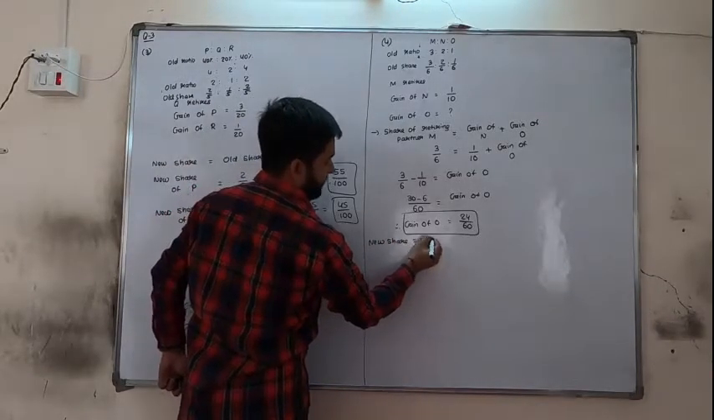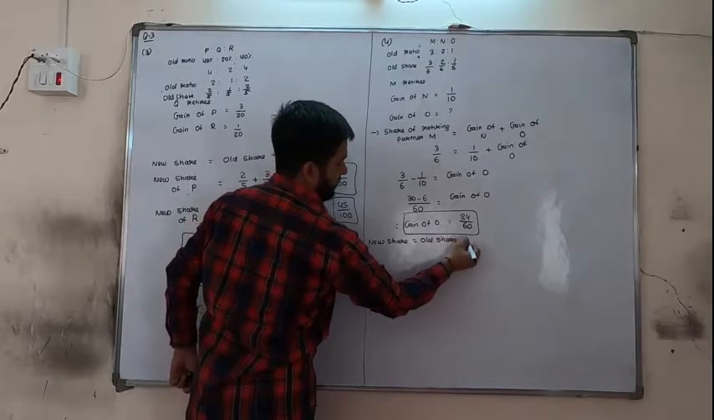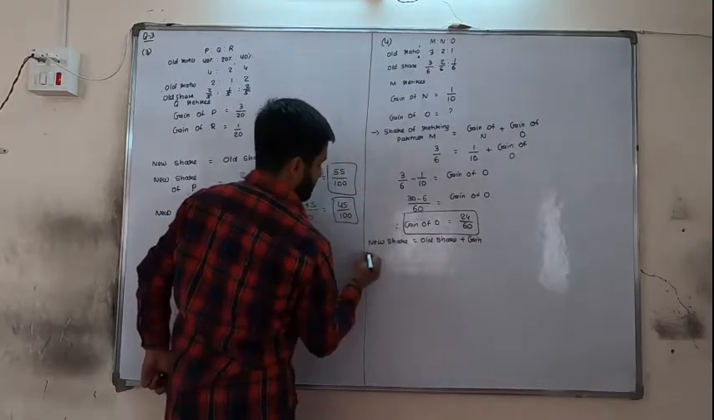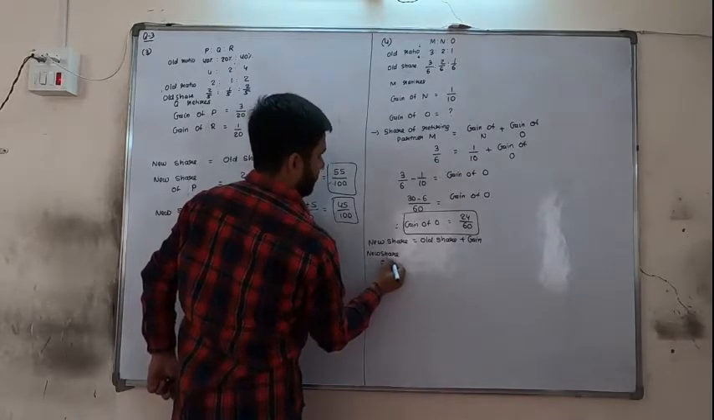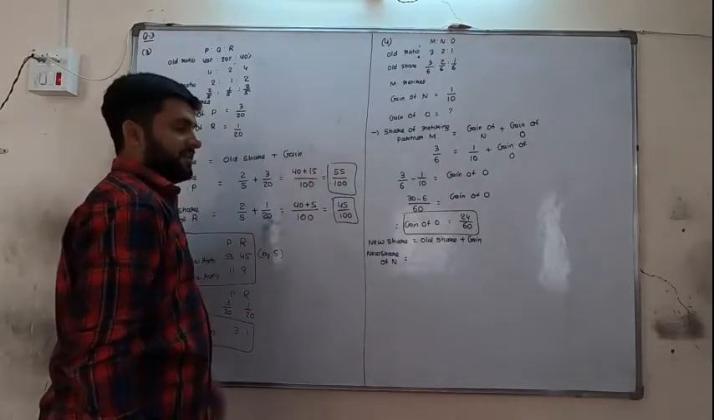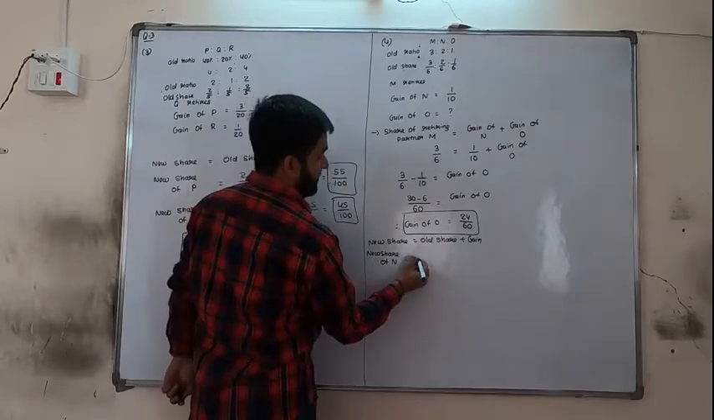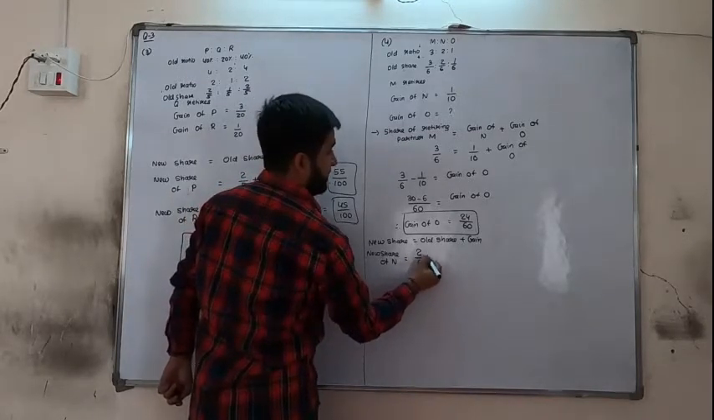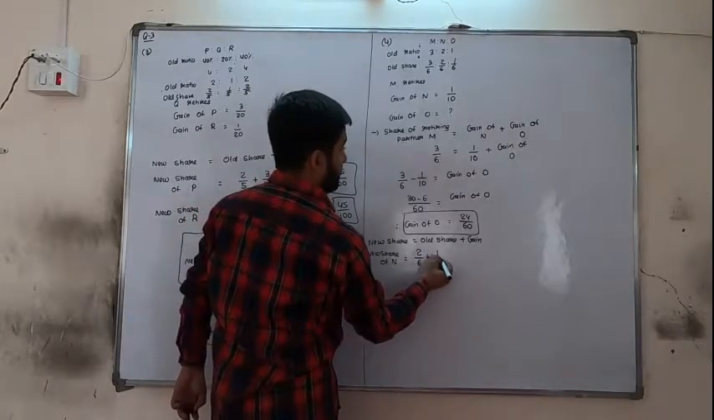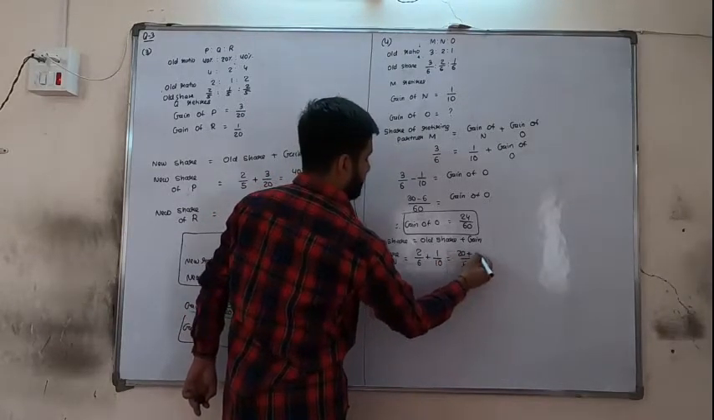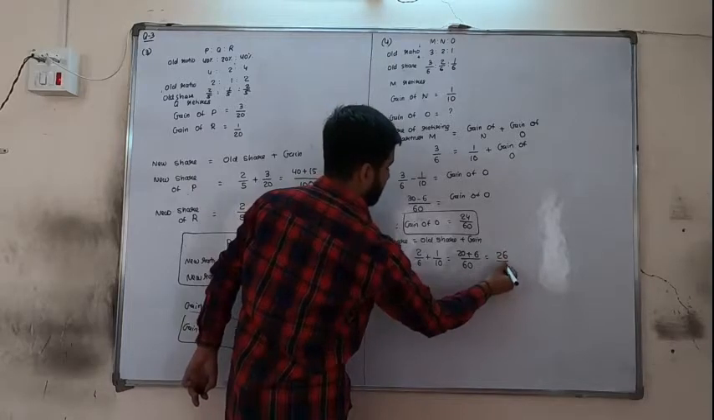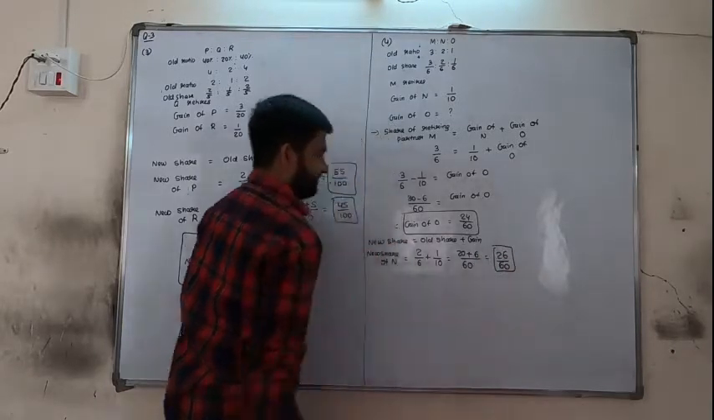New share is equals to old share plus gain. New share of N. Why N? Because M is retired. Old share of N is 2 by 6. Gain of this N is 1 by 10. 10 6s are 60. 10 2s are 20. 6 1s are 6. 26 by 60.